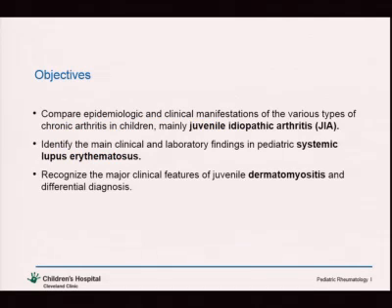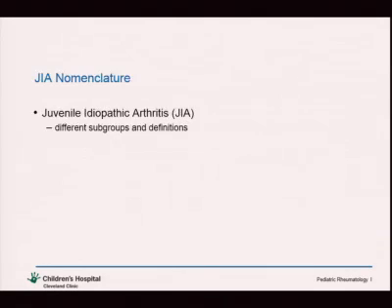Okay, so the objectives: there are three main disease categories that we're going through, and some of the cases touch on some other conditions in pediatric rheumatology. The first is juvenile idiopathic arthritis, the most common illness we see in pediatric rheumatology, which is a chronic disease form. Then systemic lupus erythematosus and its manifestations, and then juvenile dermatomyositis.